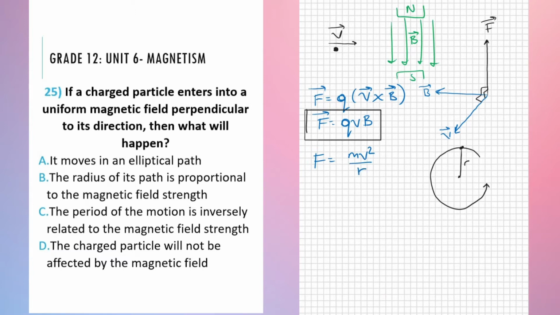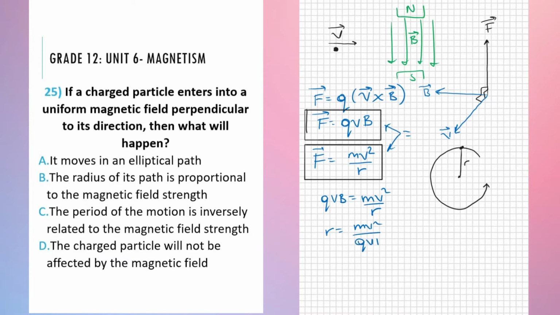Now, it seems that we were talking about two different forces, but in fact, this force right here and this one over here are actually equal. So we can equate these two equations in order to get another formula. These two forces can be equated as QVB is equal to mv squared over r. So the radius can also be rewritten as r is equal to mv squared over qvb.